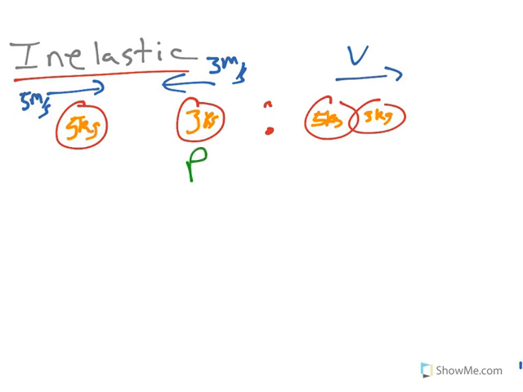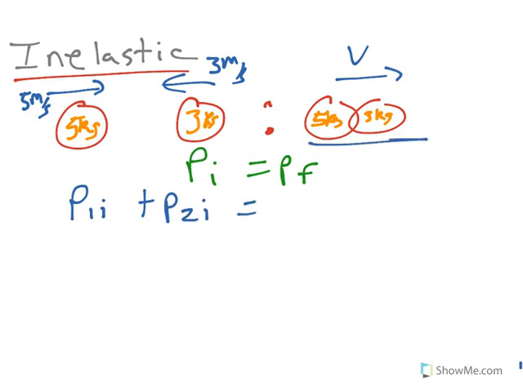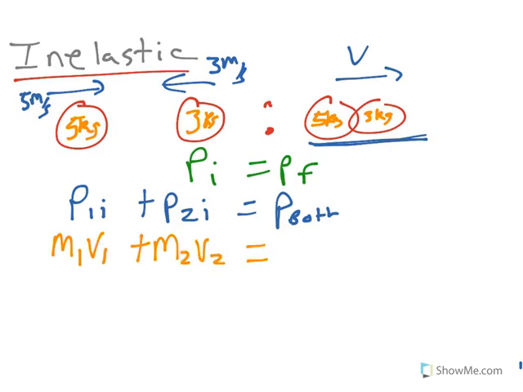So this is how the drawing would look. Now, you need to remember that momentum initially equals momentum finally. To find the momentum initially, we add the momentum of object 1 initially plus the momentum of object 2 initially. To find the momentum finally, they're connected to each other, so it's the momentum of both. That's m1 v1 plus m2 v2 equals m1 plus m2, because they're stuck together, times v.